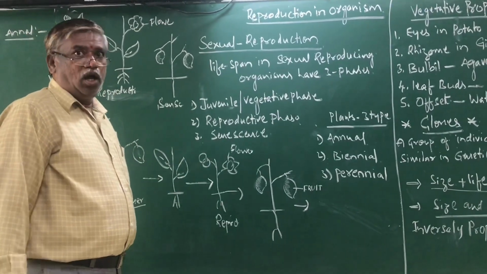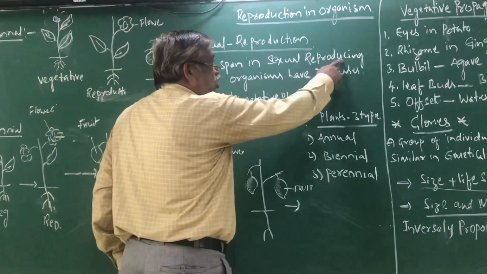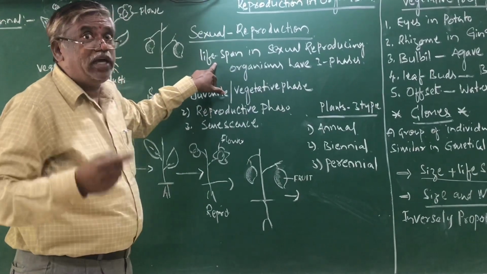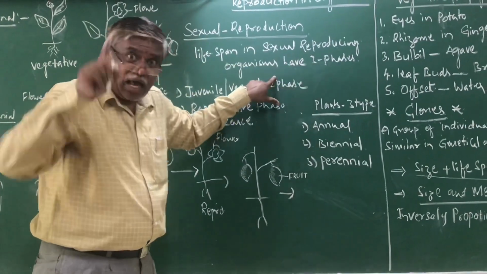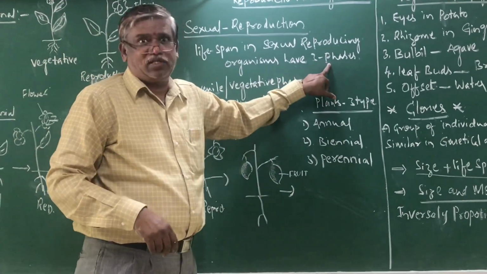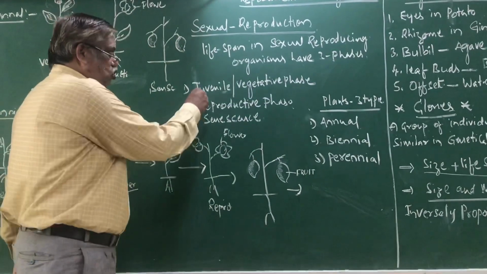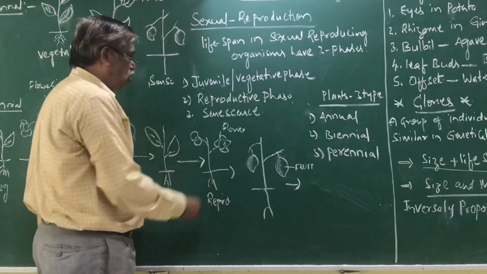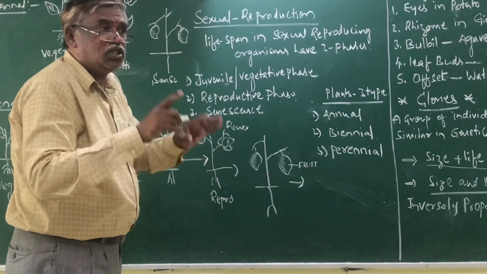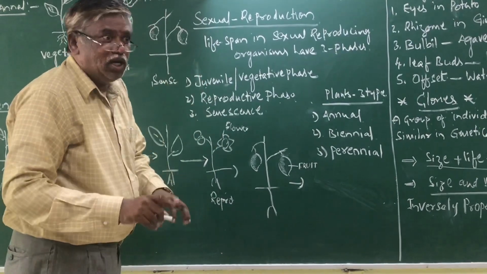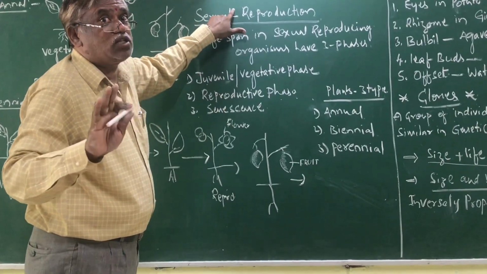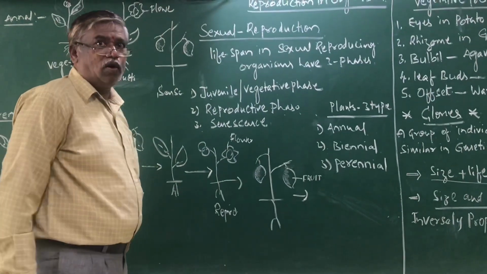Now the lifespan in sexually reproducing organisms. The lifespan of a sexually reproducing organism has three phases: the juvenile phase, which is also called the vegetative phase, the reproductive phase, and senescence. These are the three phases observed in the lifespan of a sexually reproducing organism. It is not applicable to asexually reproducing organisms.